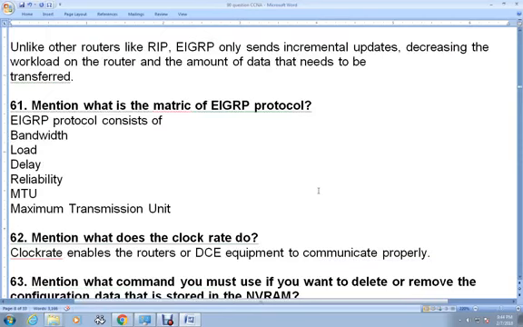Next question, mention what are the metrics of EIGRP. So RIP uses hop count, and if we talk about EIGRP and IGRP, they use multiple metrics. The EIGRP protocol consists of bandwidth, load, delay, reliability, and MTU, and MTU stands for maximum transmission unit. Okay, so these are the metrics of EIGRP.